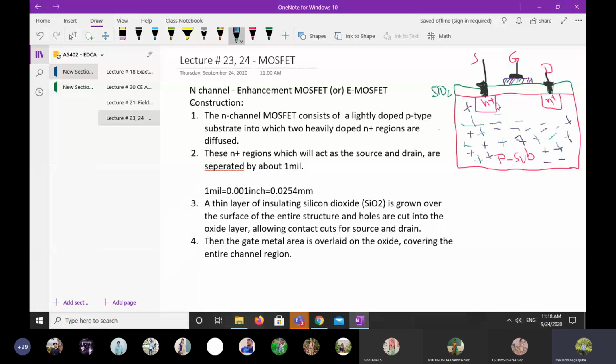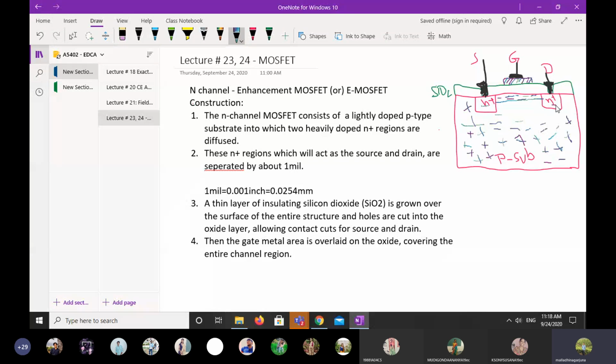You have to attract them, and those will come and place near the oxide layer. Then this is negative, and the channel is negative, and this is also negative. So finally the electrons can easily flow from source to drain.